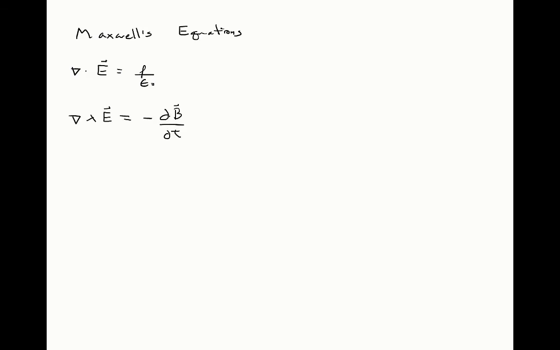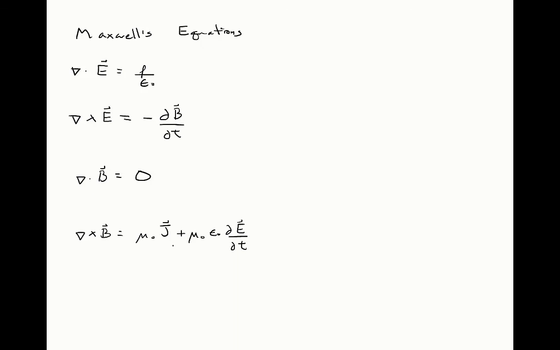Okay, so B is the magnetic field, as I'm also guessing you know. So this one says that when there's a change in your magnetic field with time, that creates curl in the electric field. This one says there is no divergence in the magnetic field. This is the one that says there are no magnetic monopoles.